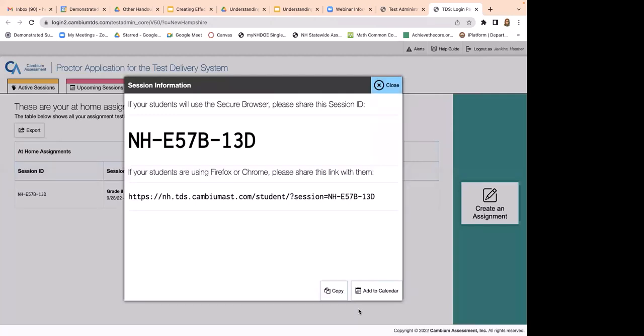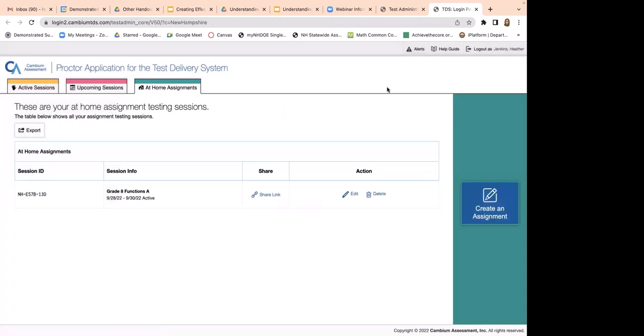Here's the cool thing about this: I can copy this and put it on Google Classroom or what have you so that students have this. Once they have this link, it will automatically populate for them and they can open up the assessment. You don't have to approve students. There's none of that going on with this. You just share the link and students are able to take this assessment.